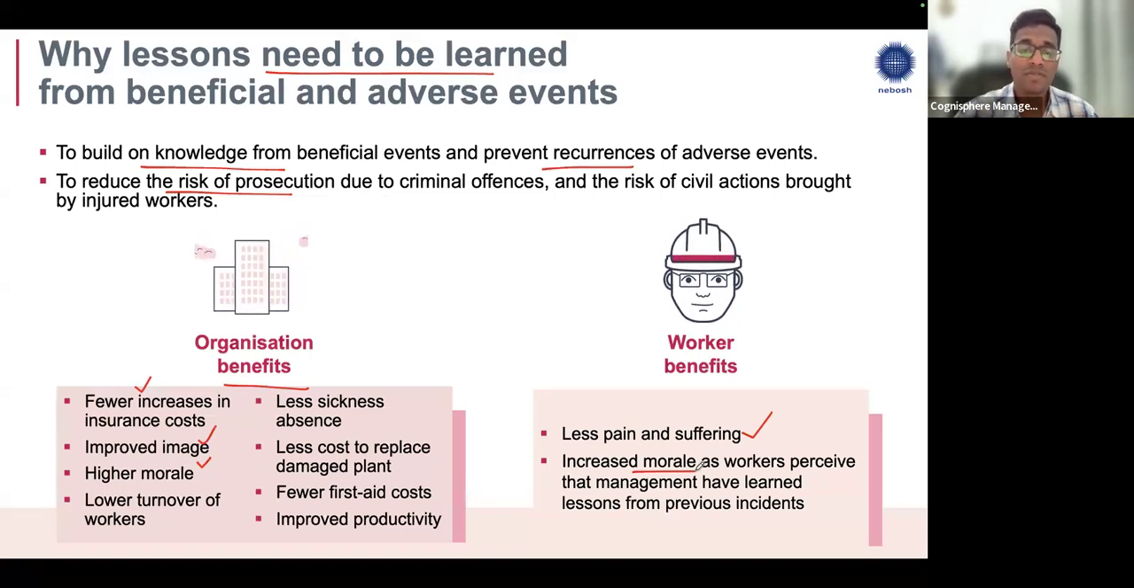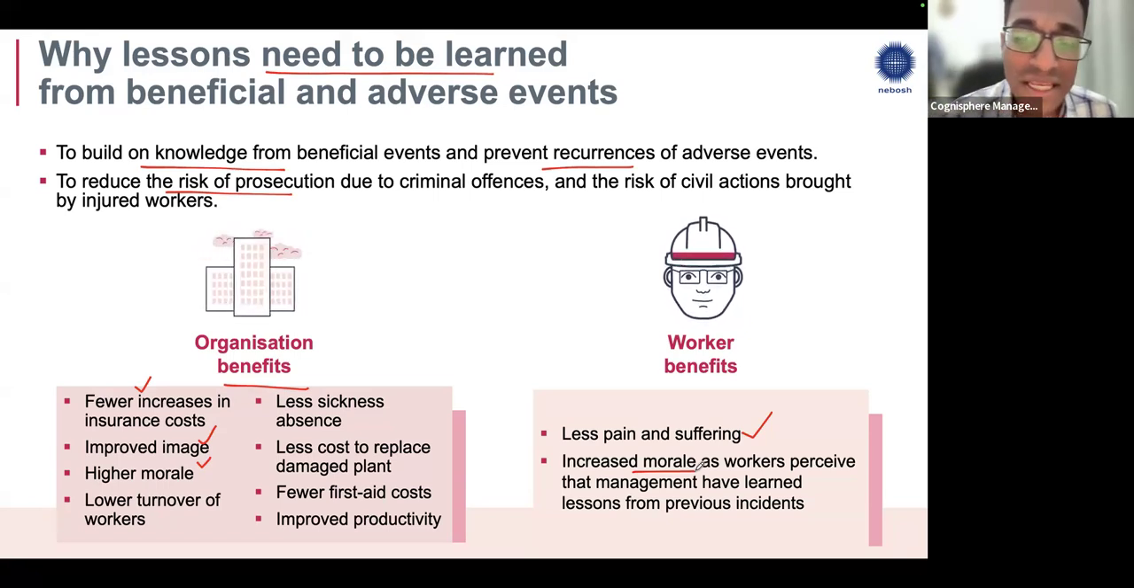They would always feel that they are working in a safe place, in an organization where there is a stronger commitment from the management. Where any incident occurs, management takes it very seriously and does a thorough investigation to learn lessons to prevent future incidents. So it increases the morale as workers perceive that management has learned lessons from previous incidents.